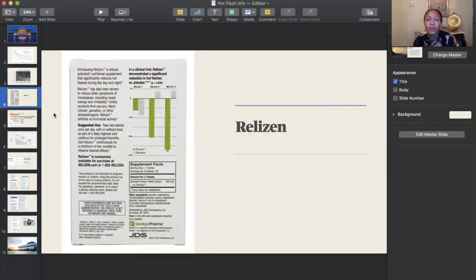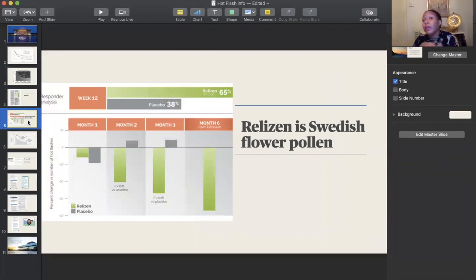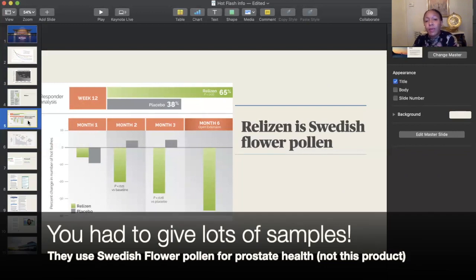Then there's something called Relizin, which is Swedish flower pollen. This is the back of their box, and their study showed 65% by 3 months. That means a person has to pay $50 a month for 3 months, and then $150 later, maybe they'll be at 65%. In the past, I had samples of this, and in 1 month there wasn't much hot flash relief. If patients could stick with it, a lot of them were happy. But usually if something doesn't work quickly, people don't stick with it. So I didn't have a lot of people who stayed on Relizin, but people did like this particular product.